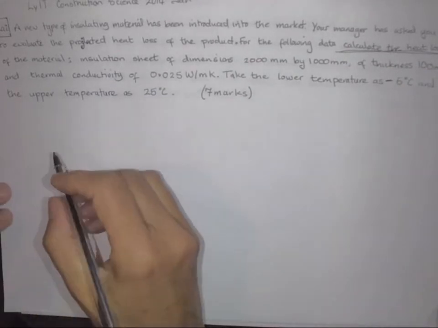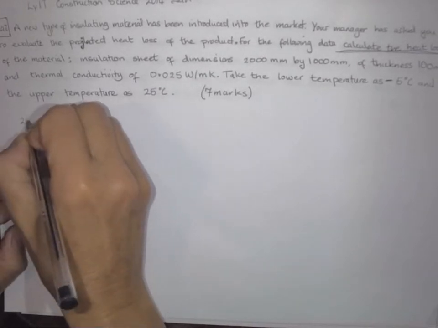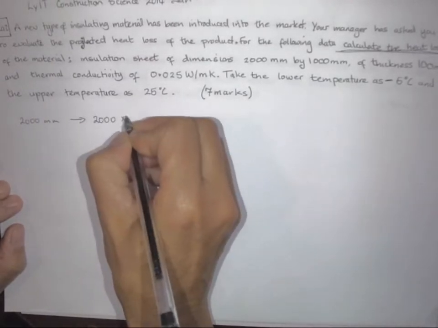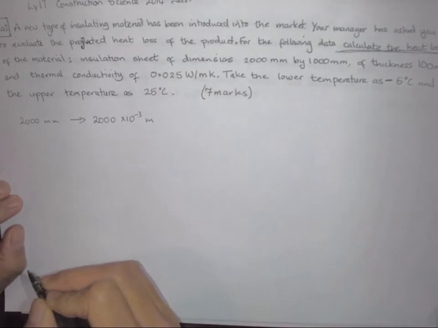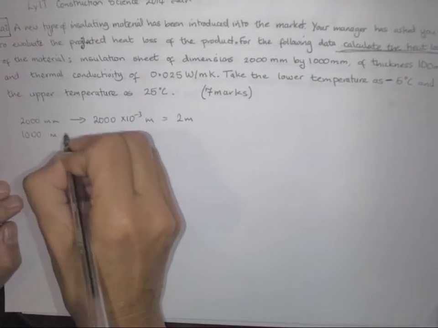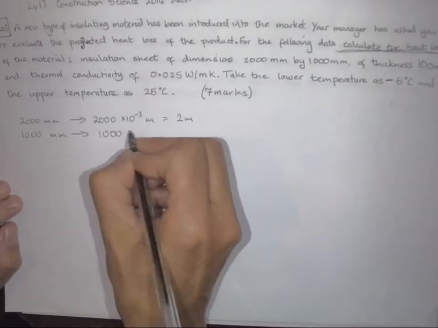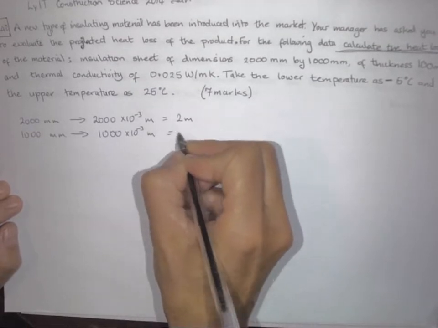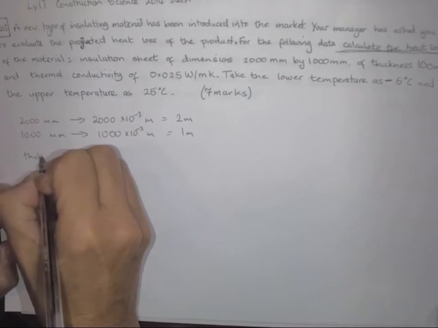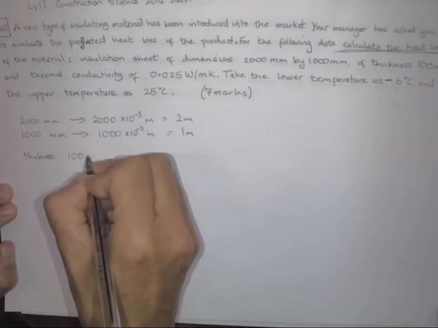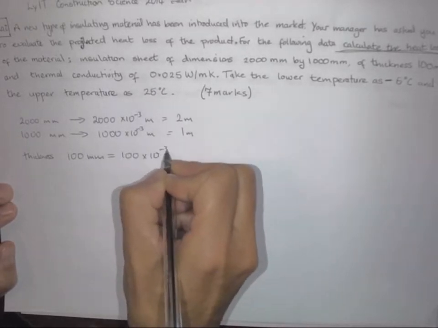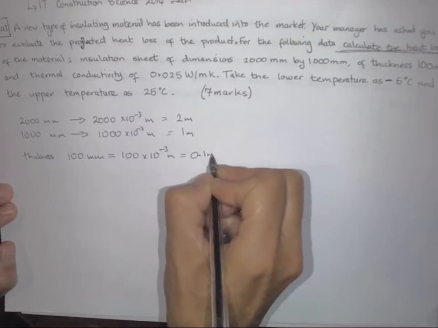Well, you've been given the dimensions, which are 2000 millimeters, so the 2000 millimeters should be in meters, so it's going to be 2000 by 10 to the -3 meters. Okay, and if you want, that's just 2 meters. So the 1000 millimeters is now going to be 1000 by 10 to the -3 meters, which is just 1 meter. And then the thickness is 100 millimeters, which is 100 by 10 to the -3 meters, which is 0.1 meters.